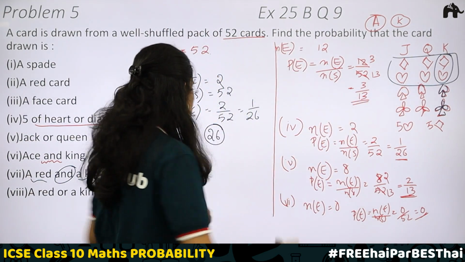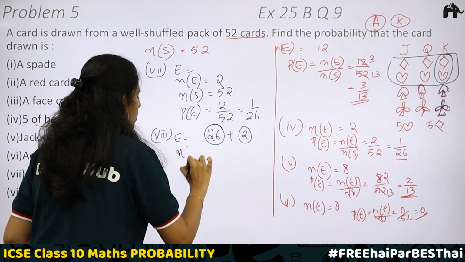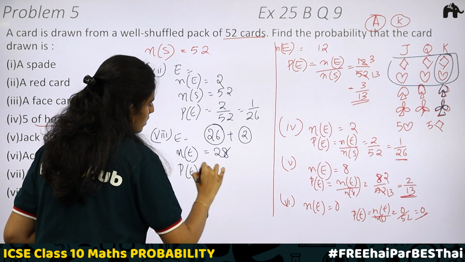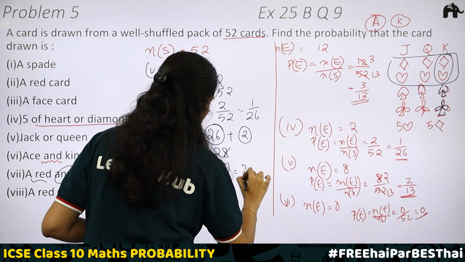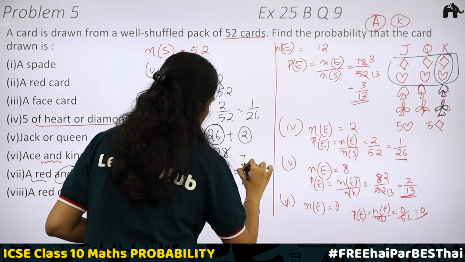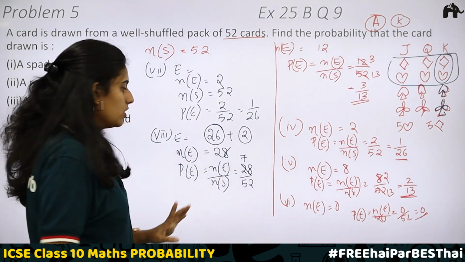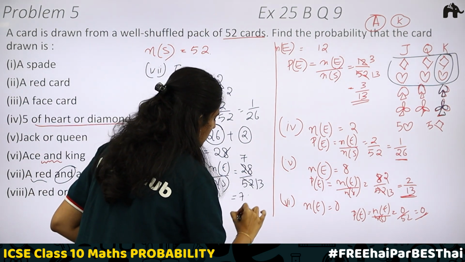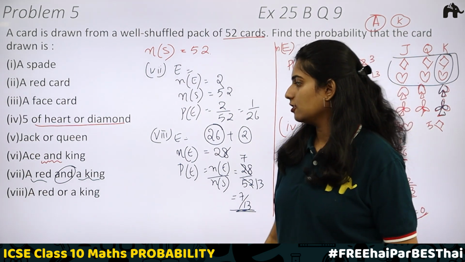2 more cards. That is 26 plus 2, which is 28. Number of outcomes favorable to the event will be 28. Probability of the event will be n of E divided by n of S equal to 28 by 52. 7 into 4 is 28. 13 into 4 is 52. 7 by 13. 7 by 13 is your answer. Clear? This is it.